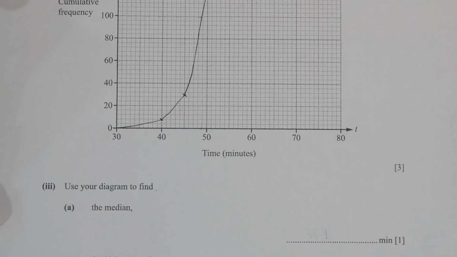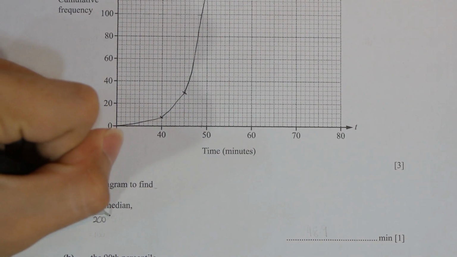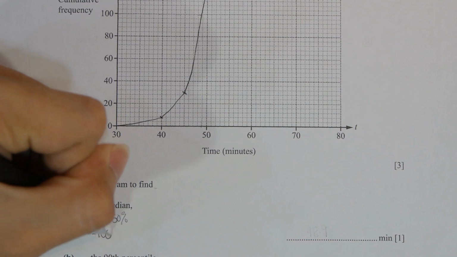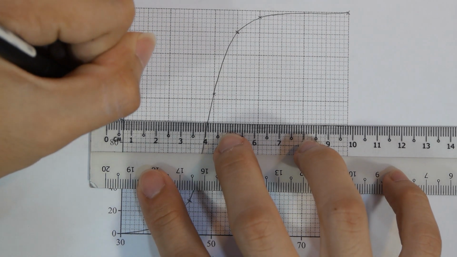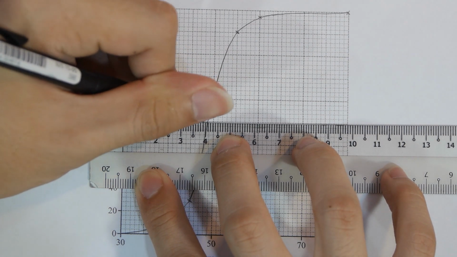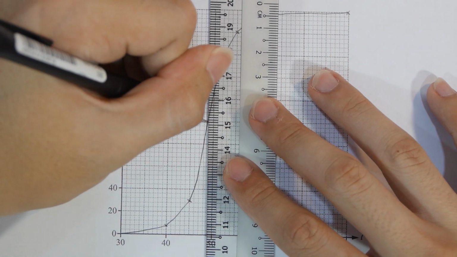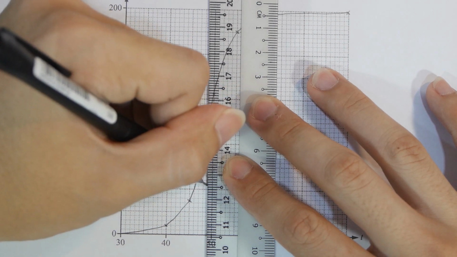For part 3, find the median. Median simply means 50%. So all you need to do is take 200 times 50%, then you will get 100. From 100 you draw it down, then you'll be able to find the median time.